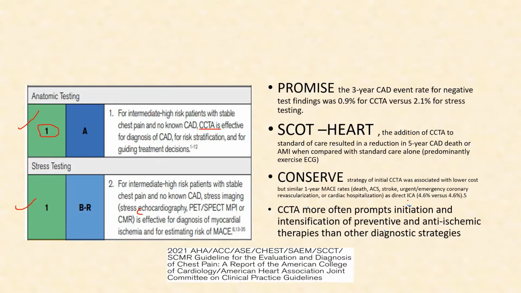So these 3 trials, among others, have confirmed that cardiac CT has a priority. And the other thing is that cardiac CT more often prompts initiation and intensification of preventive and anti-ischemic therapies than other diagnostic strategies. Do you agree or disagree? Of course you agree, because that's a statement. But how could you explain that? Why has cardiac CT led to more preventive measures than other non-invasive stress testing?